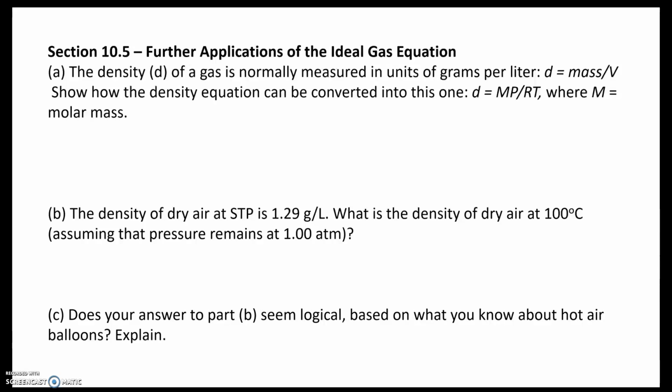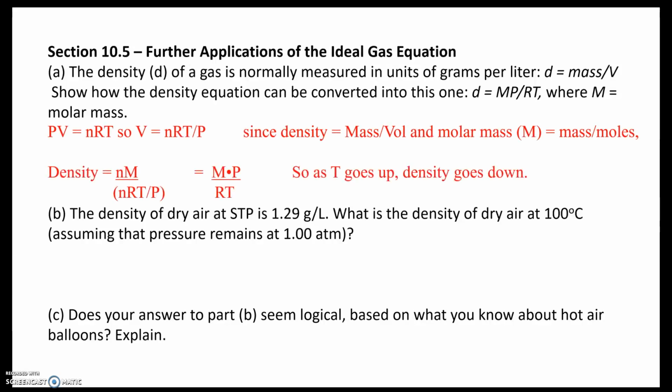All right, section 10.5, further applications of the ideal gas equation. So now let's talk about what happens with density. The density, in our case D, sometimes written as the Greek letter rho, of a gas is normally measured in units of grams per liter. So D is equal to mass divided by volume. Show how the density equation can be converted into this one: D is equal to MP divided by RT, where M is the molar mass.